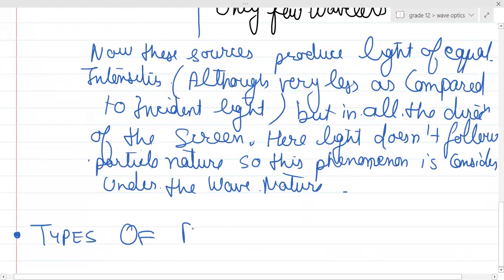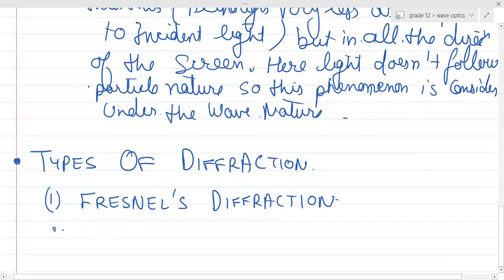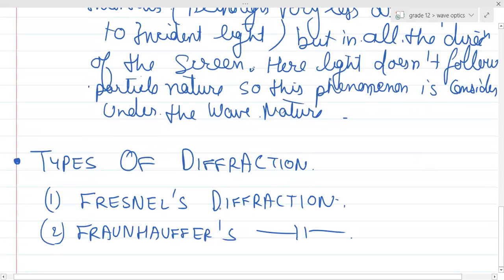Now the next heading is basically types of diffraction. There are two types of diffraction analysis. The first is called Fresnel's diffraction. And the second is called Fraunhofer's diffraction. Both are names of scientists, right? Fresnel and Fraunhofer, both were scientists.